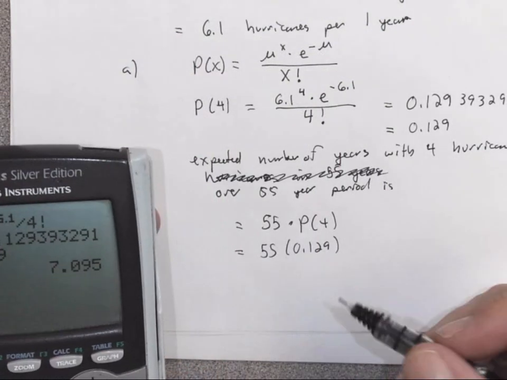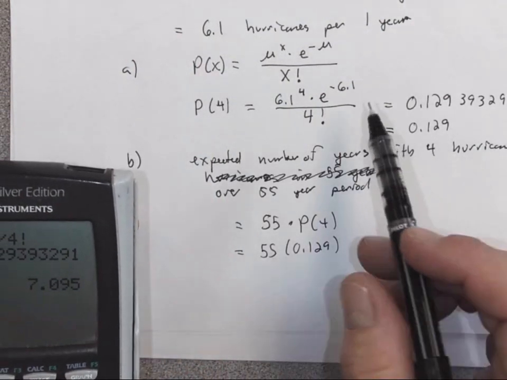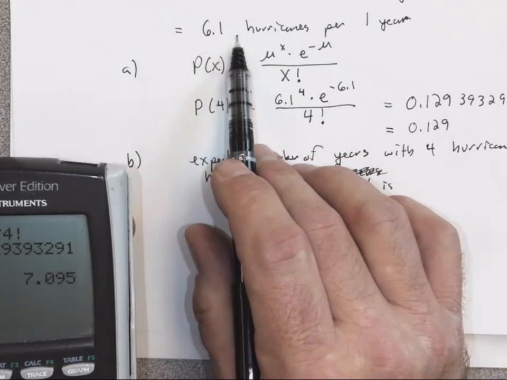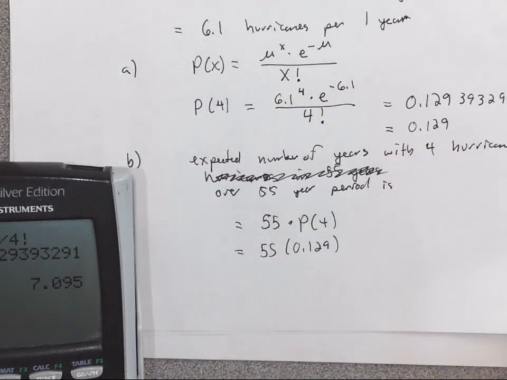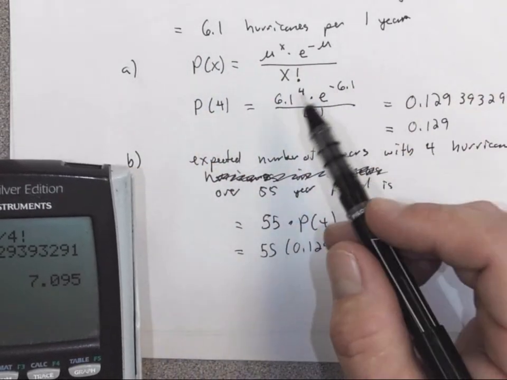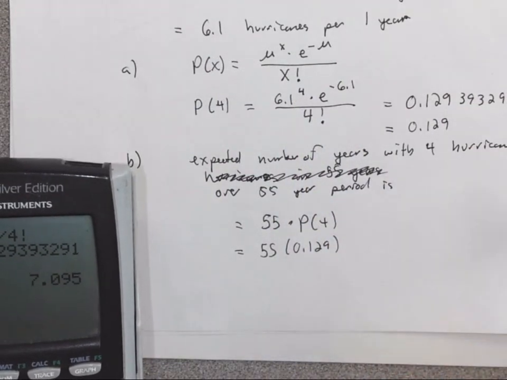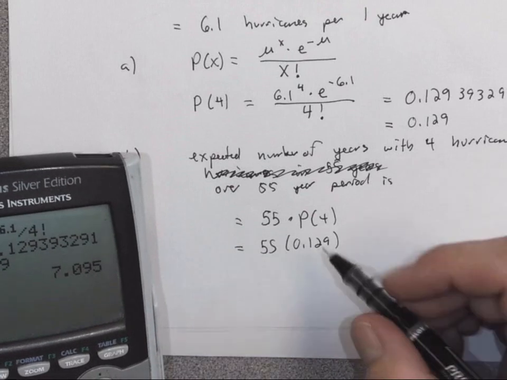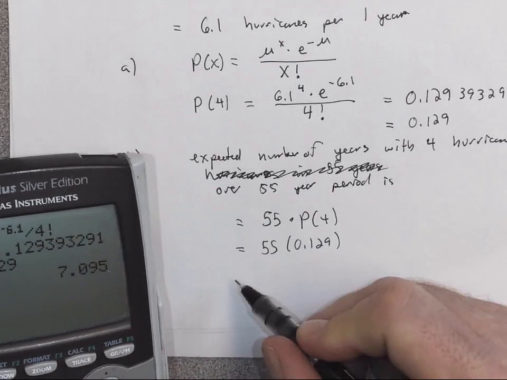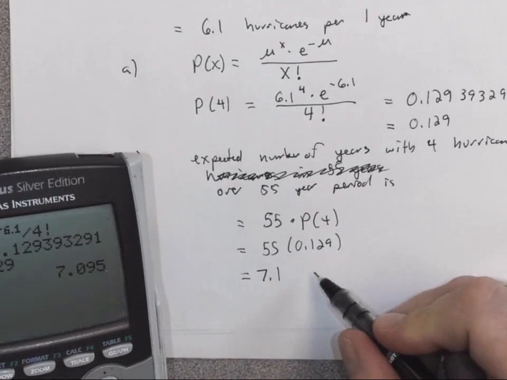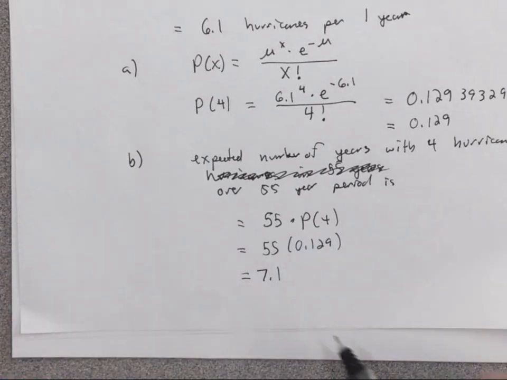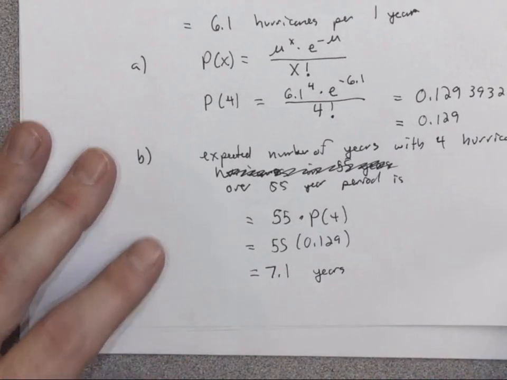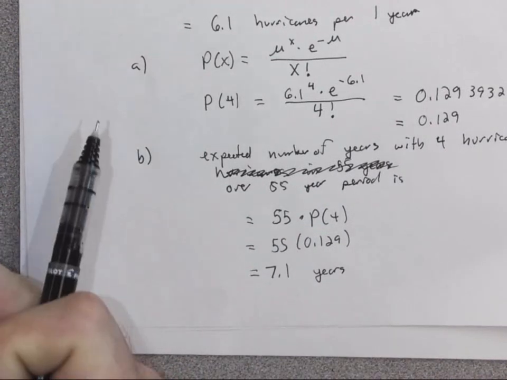7.1. Now remember, they gave hurricanes per year as 6.1, so I'm going to go 1 decimal past that. Actually, X is your random variable, so X is integers. You can have 1, 2, 3, 4, 5 hurricanes. So I'm going to go 1 decimal past X. So this is going to be equal to 7.1. So 7.1 years of the 55 will have exactly 4 hurricanes.